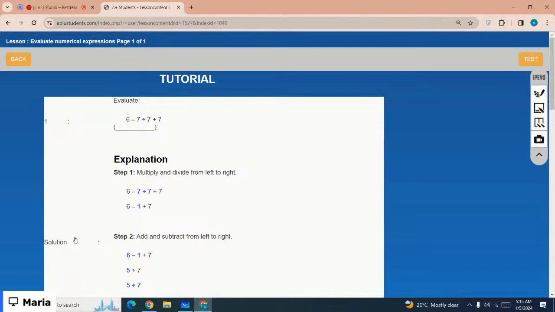Just look at the first example, 6 minus 7 divided by 7 plus 7. Got it? So you have to go from left to right and you have to multiply and divide. You do not have any multiply here, you have to divide. So just divide. 7 divided by 7 is 1. Now you are left with just addition and subtraction. So go from left to right and add them.